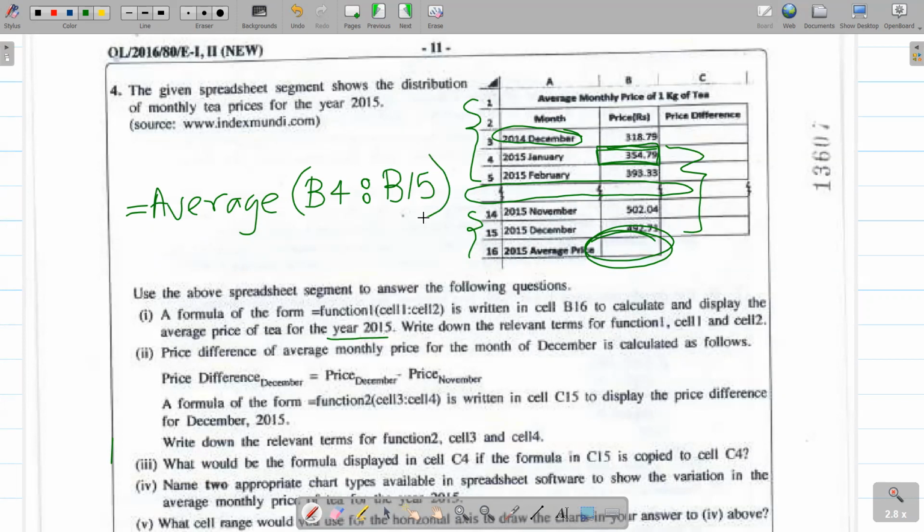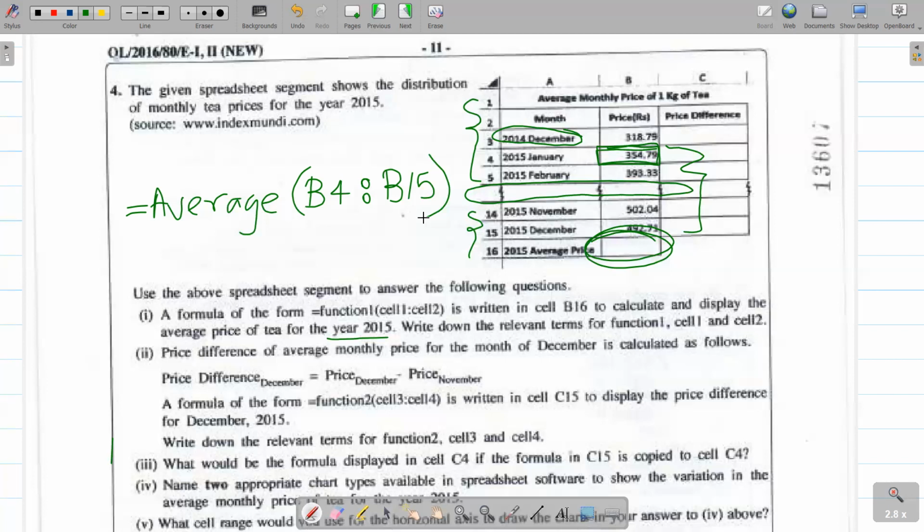And the price difference of the average monthly price for the month of December is calculated as follows. Price difference December and price equals price December minus price November. A formula of the form equal function 2 cell 3 cell 4 is written in cell C15 to display the price difference for December 2015. So write down the relevant terms for the function 2, cell 3 and cell 4.